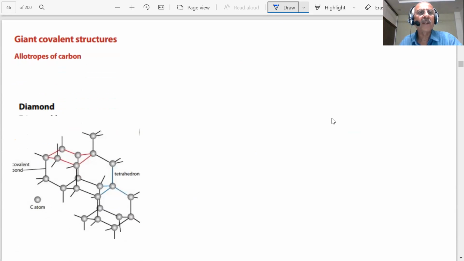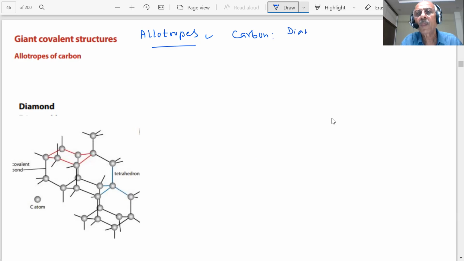Now we are coming to giant covalent structures. What are giant covalent structures? You know that there are allotropes of carbon. What are allotropes? Carbon has many allotropes. What are those? Diamond, graphite, and there are many more which we'll be discussing.